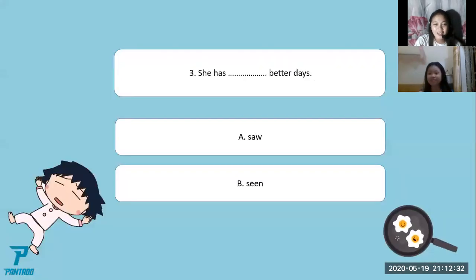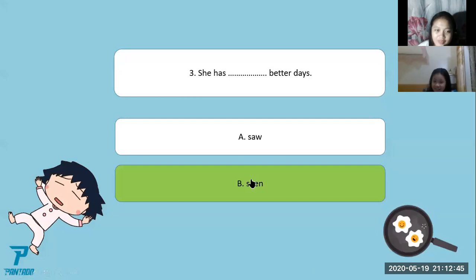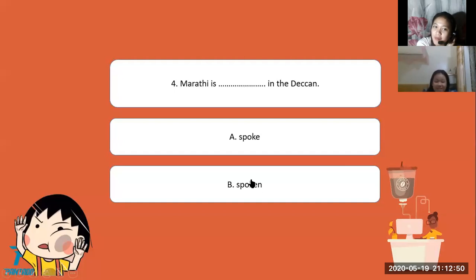Okay, next. Number three. She has blank better days. She has seen better days. Okay. How about number four? Marathi is blank in the Deccan. Marathi is spoke in the Deccan. Are you sure it is spoke or it is spoken?